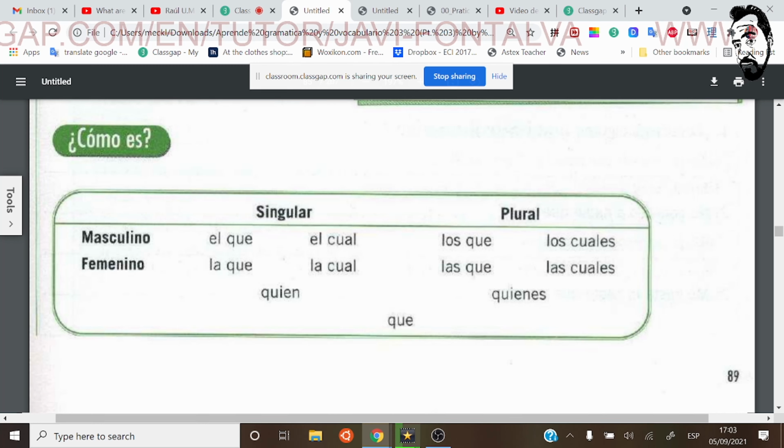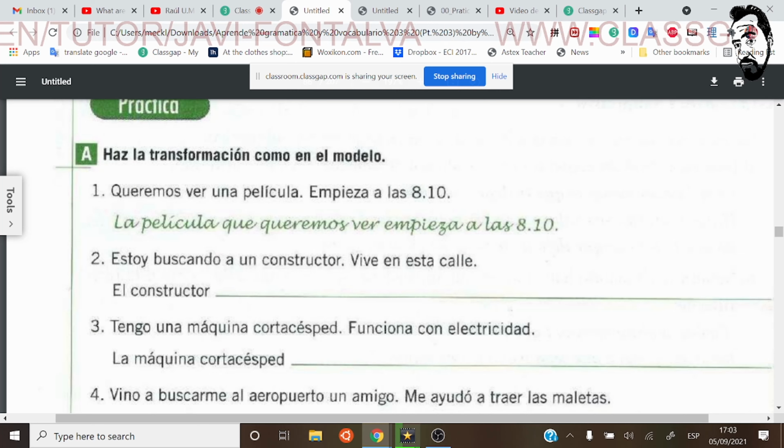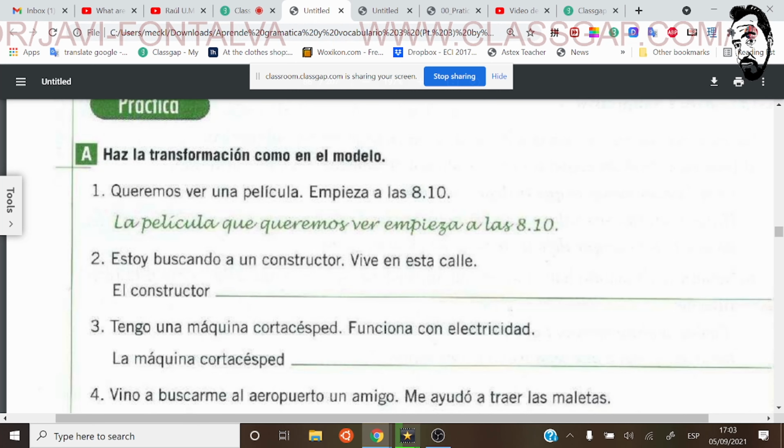So here we have two sentences and we're going to connect them. For example, the first one is already done. You have queremos ver una película, so we want to watch a film. And the other sentence is empieza a las 8:10, so it starts at 8:10. I want to connect them, and it becomes: la película que queremos ver empieza a las 8:10. The film that we want to watch starts at 8:10.